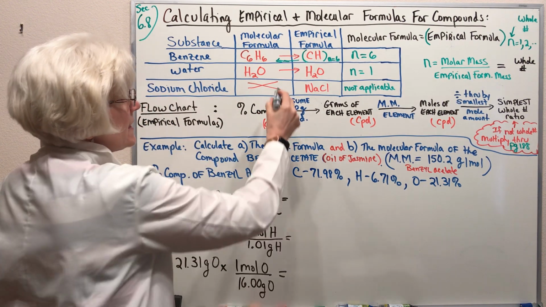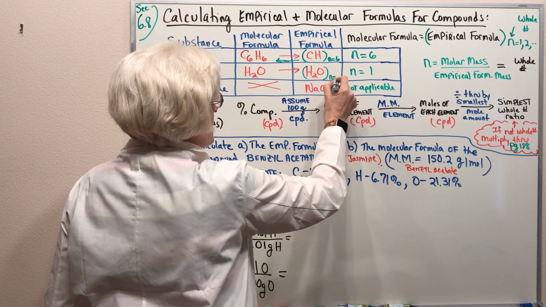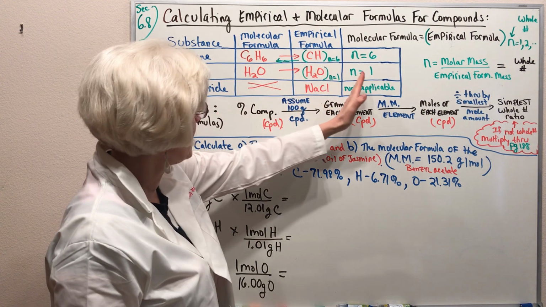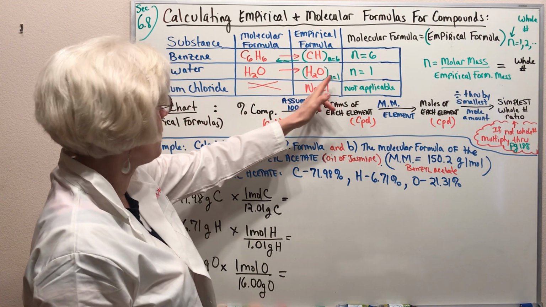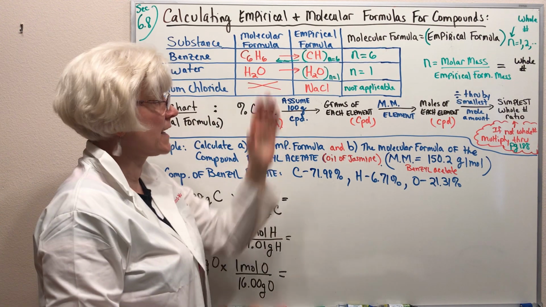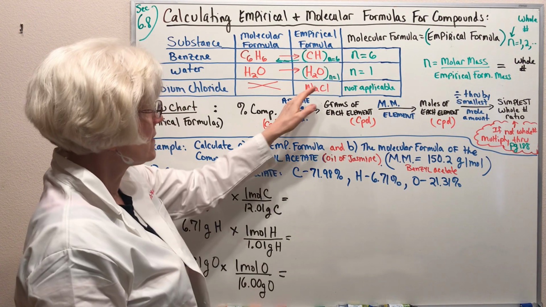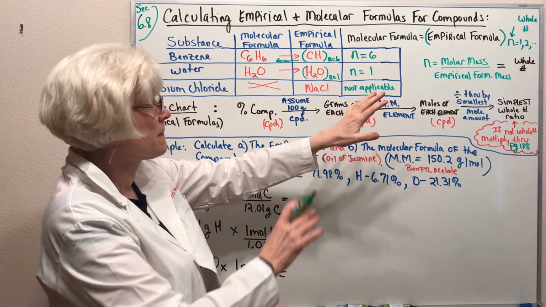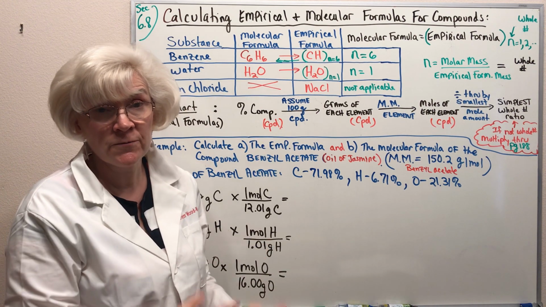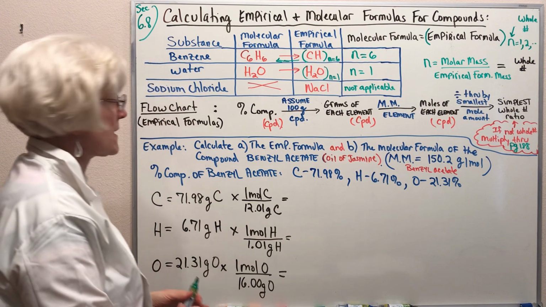C6H6. In the case of water, N is 1. And the empirical formula, multiplying all those subscripts through by 1, gives you the exact same molecular formula. So for water, N is 1. And of course for sodium chloride, N is not applicable because you don't have a molecular formula for an ionic compound. They're all empirical formulas.